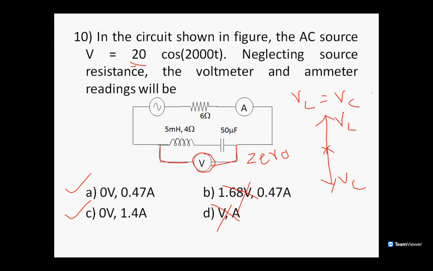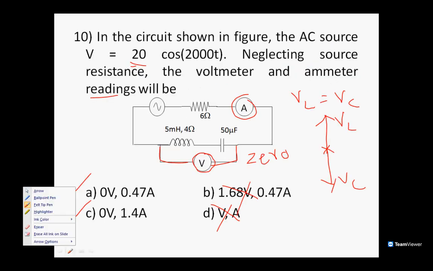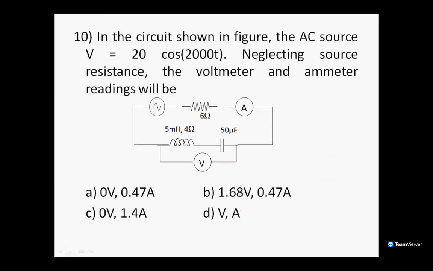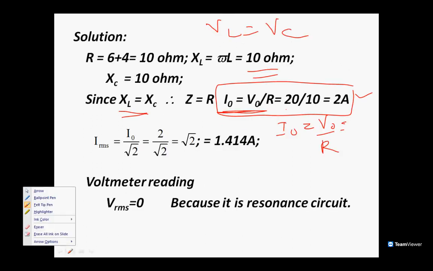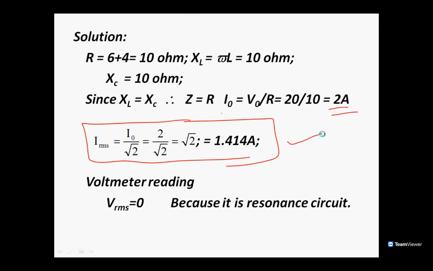He is asking for the ammeter reading shown by the ammeter. We know that all AC meters measure RMS values. But what I measured here is the peak current. But I need the RMS current. How to find the RMS? I RMS equal to I naught divided by root 2, that is equal to 1.414 ampere.